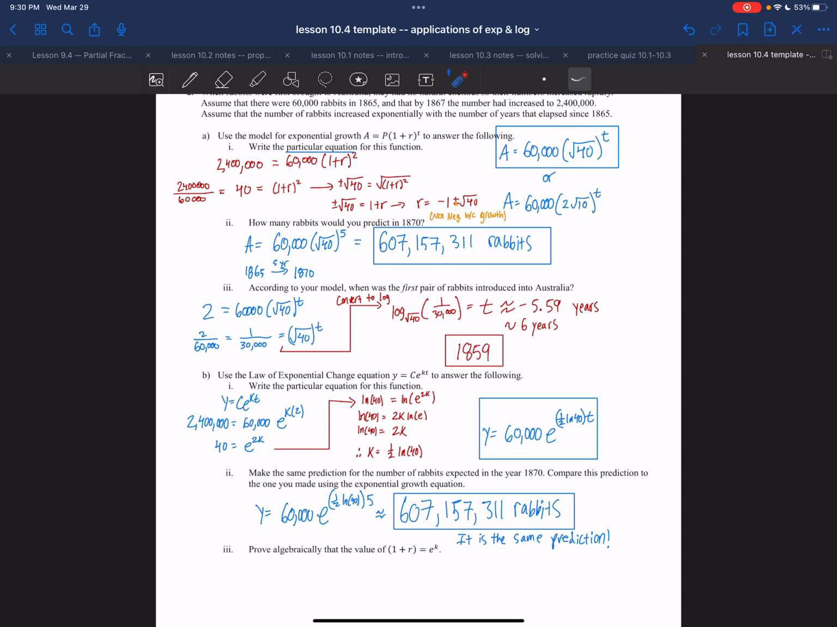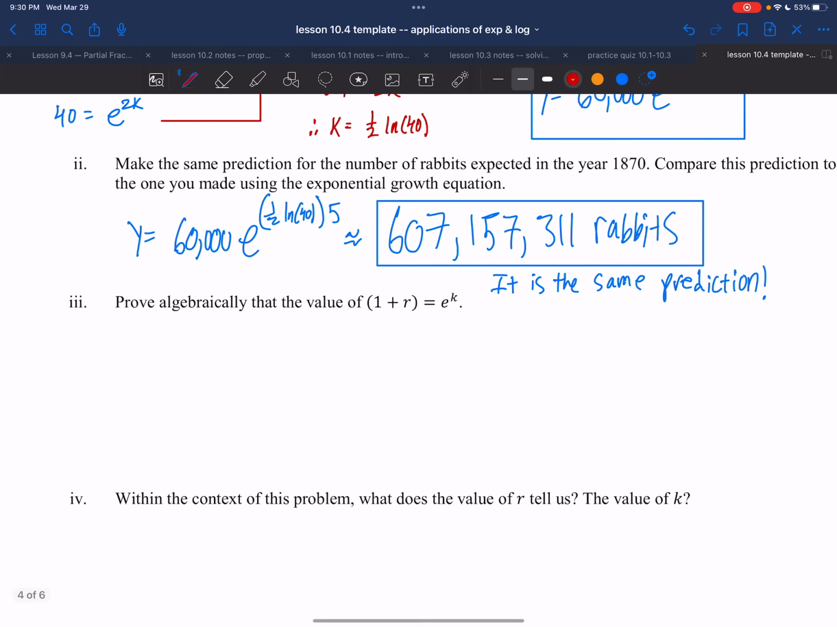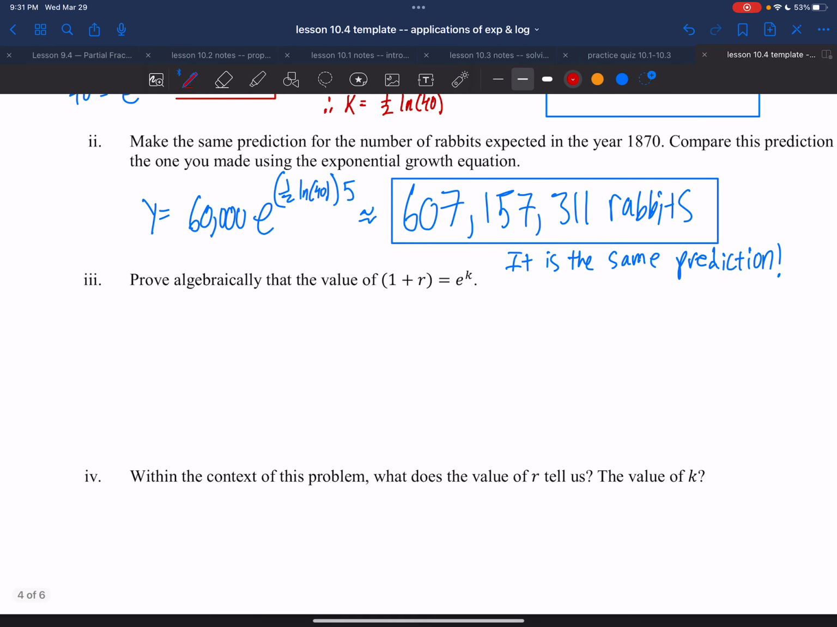Yeah? Now, going on to this next part, we say, prove algebraically that the value of 1 plus r equals e to the k. Well, we know that 1 plus r is square root 40. Look, it's all the way up here, right? 1 plus r, where r is this. This is that whole thing. I said 1 plus negative 1 plus root 40. Those cancel, so it's just root 40, yeah? So we're going to prove that these are the same thing. 1 plus r equals the square root of 40.